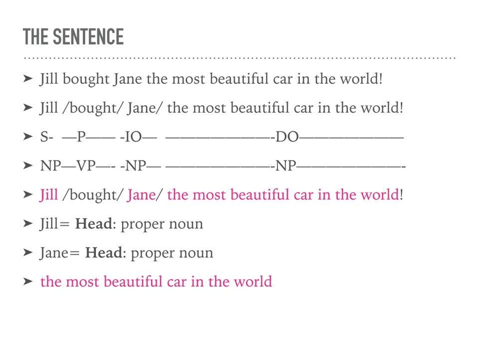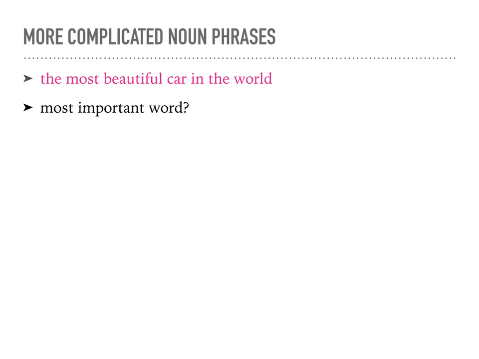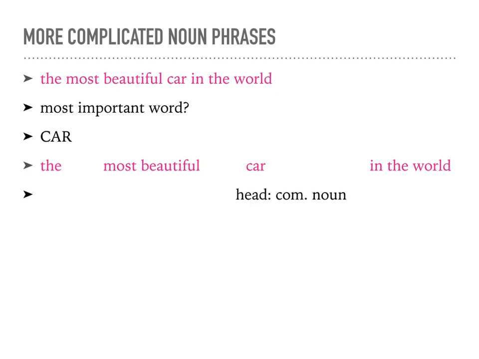So if we think about it, what is the most important word in that noun phrase? The most important word is, of course, going to be car, because in the world is just letting us know, it's a little bit of hyperbole, and it's really modifying the word car, just like the words most and beautiful. So here we have the most beautiful car in the world. We said at the beginning that the head, or the most important word in this long noun phrase, is car, which is a common noun.